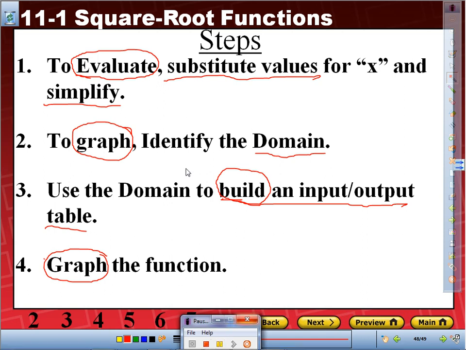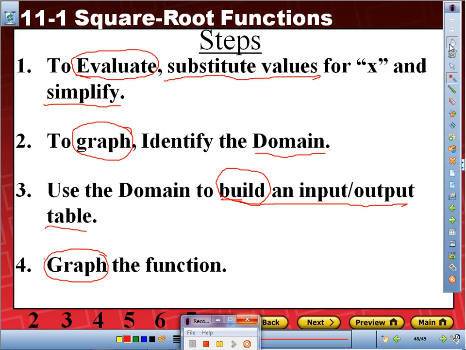Okay, so 4 basic steps, but there's 2 different things that we're doing today. Number 1, we're evaluating, the other is graphing. So to evaluate, we already know we just substitute values for x and simplify. To graph, we need to identify the domain, build an input-output table, and graph. We already know how to do most of this stuff, okay?